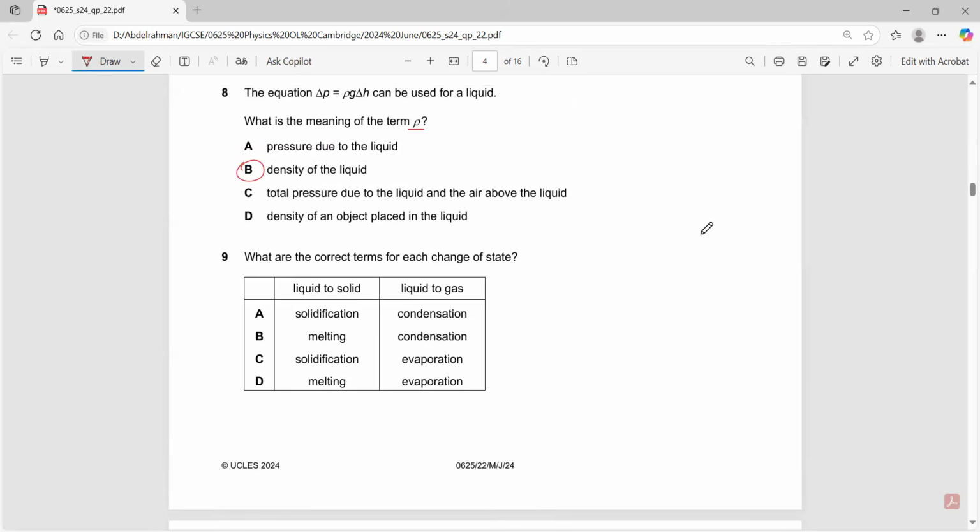What are the correct terms for each change of state? So, from liquid to solid, solidification. Liquid to gas, condensation? No. Liquid to solid, solidification. Liquid to gas, evaporation. Yes.